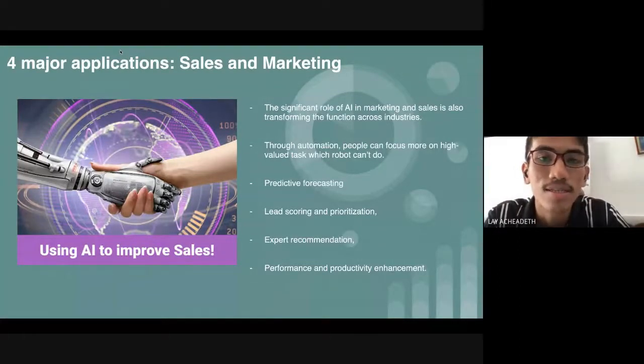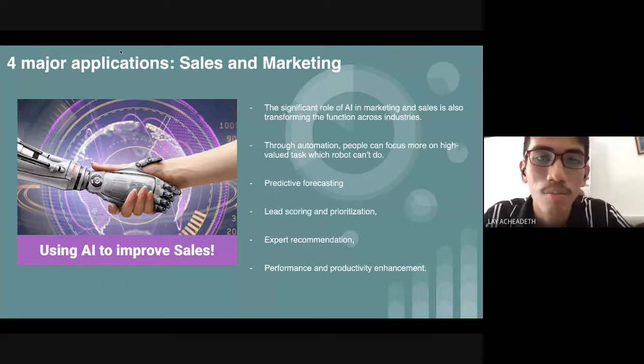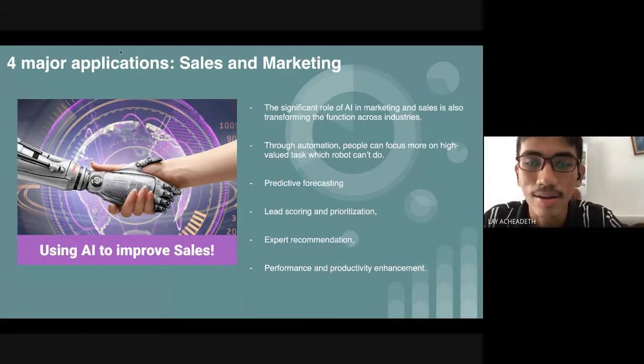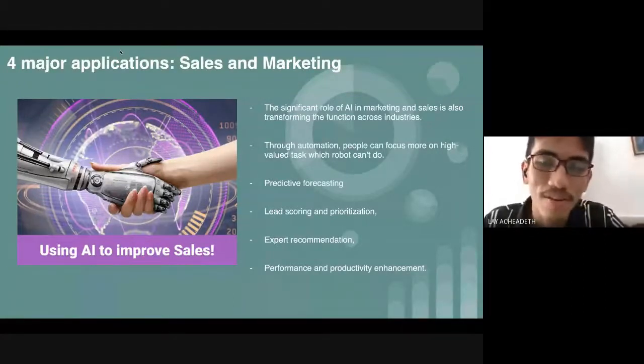Yeah, we have sales and marketing. Business is all about sales and marketing. It's not all about that, but most of it is. And yet, the significant role of AI in marketing and sales is transforming the function across industries. How does it transform? One perfect example: the tasks performed by humans are replaced by AI. Through automation, people can focus more on high-value tasks which robots can't do. I'm going to emphasize this again and again: AI is a supporting tool. It does all the small stuff and humans do all the big stuff that robots can't do.